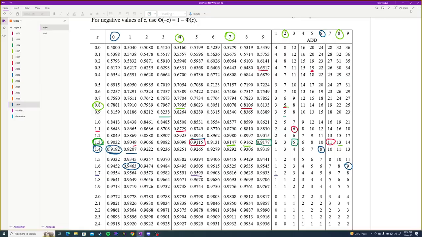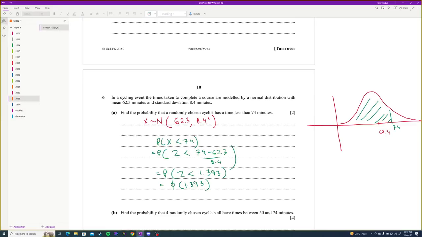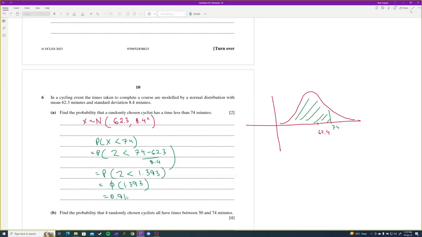We need to add 5 to 7, so 0.9177 plus 0.0005, which gives me an answer of 0.9182. I'm adding this 5 to this 7 here, the fourth decimal place. 0.9182 is my answer. Then I'm going to round it off to 3 significant figures, 0.918. That is my final answer.